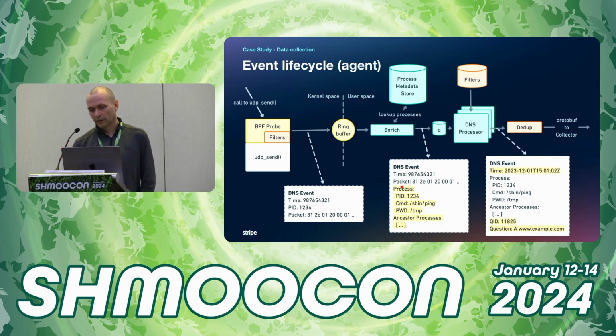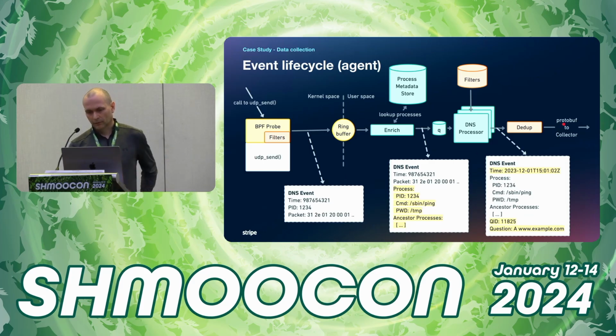At this point, the ordering doesn't matter anymore. We can now process this in parallel any further, and we enrich. At this point, we parse the DNS packet, convert timestamps, and now we have a complete event. It gets turned into protobuf and again shipped off the host.